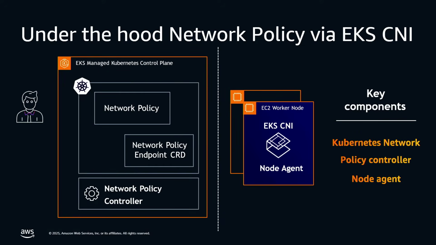And how does it work under the hood? So a user can create a network policy. The network policy controller will read it and trigger an endpoint CRD that's exclusive for the EKS CNI. And then the EKS CNI, using eBPF, will inspect that packet and decide, hey, should I apply a network policy restriction or isolation here or not?